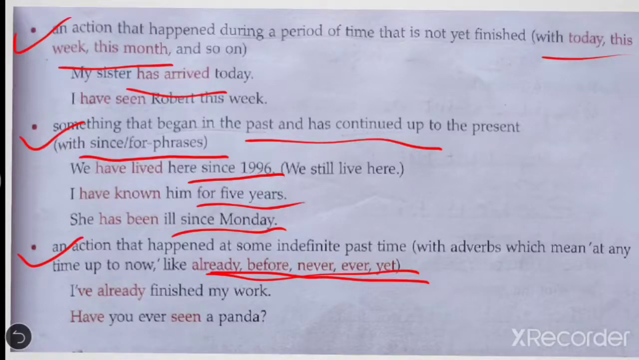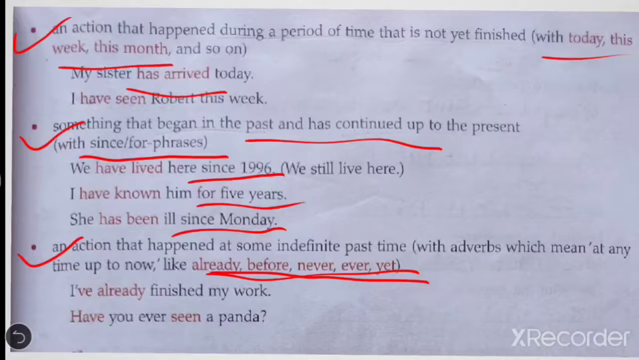Already, before, never, ever, yet. So that time you have to remember that we have to use the present perfect tense here. So students, you have to use the present perfect tense when some action completed a short time ago, or you can say that it is a present result of a past action.